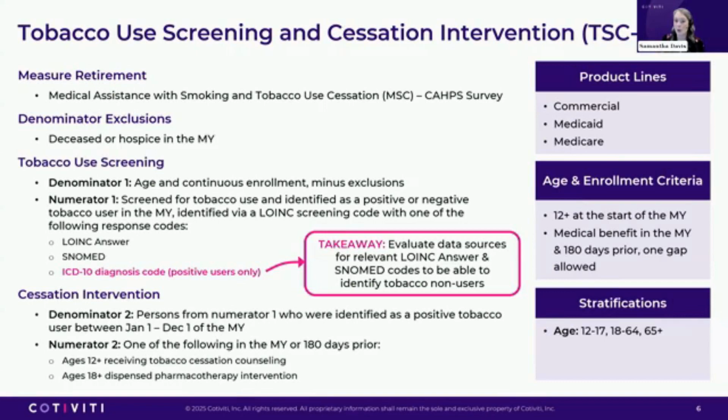For anyone ages 12 or older, they would be compliant if they have evidence of tobacco cessation counseling. For members 18 and older, they could alternatively be compliant with evidence of dispensed pharmacotherapy intervention for tobacco use.